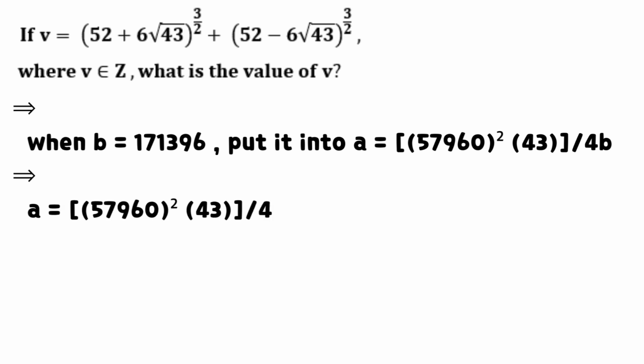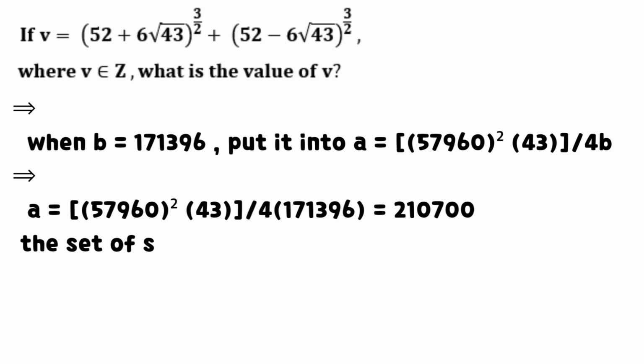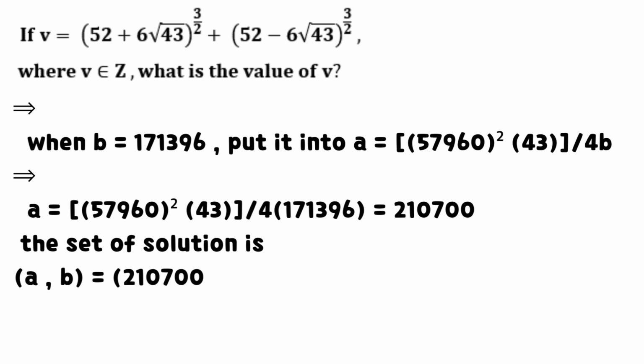Also, when b equals 171,396, put it into equation A, and we have that a equals 210,700. The set of solution a and b equals 210,700 and 171,396.